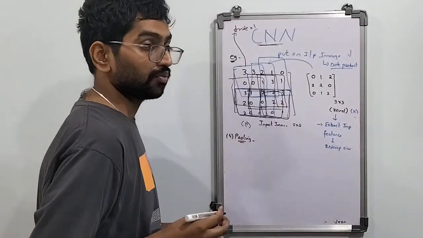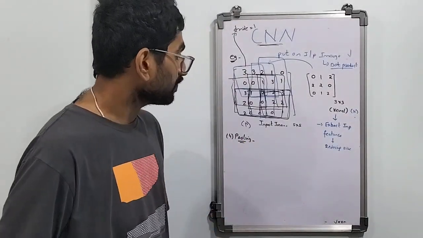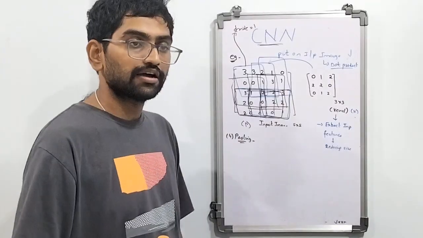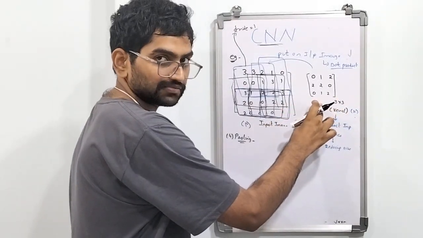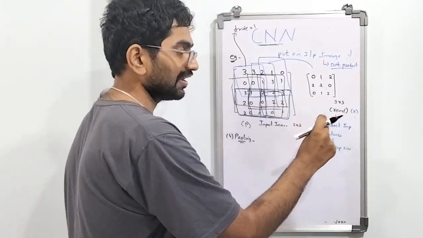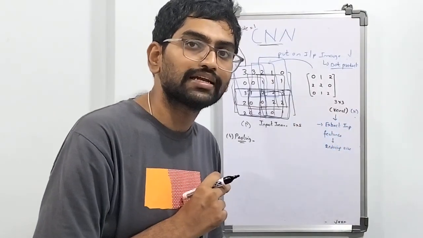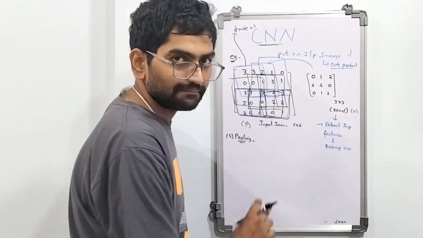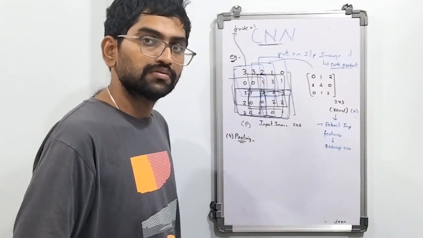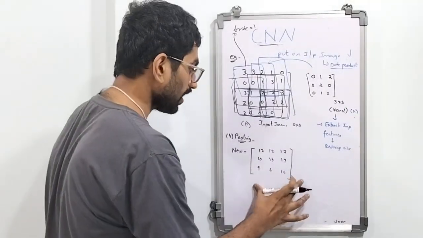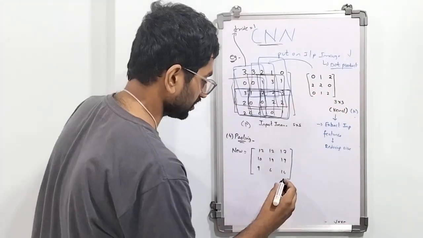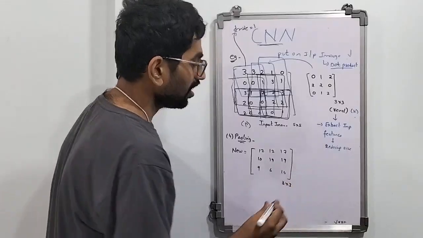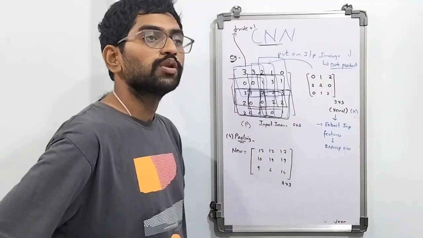So what is pooling now? In pooling, what will happen? First I will write the result of this particular matrix, that is the 5 minus 3 plus 1, 3 cross 3 matrix that we will get. I will write that and I will come back to you. So here I wrote the result of this particular 3 cross 3 matrix that we already calculated. Now what is the meaning of pooling?